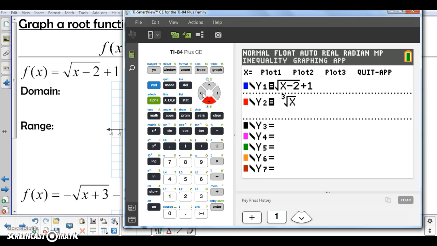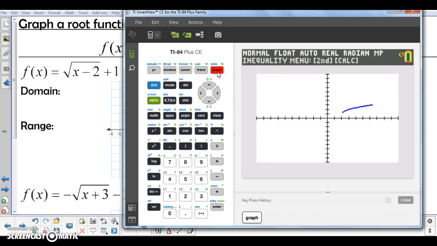While we're at it, I'm going to just turn off this cube root function, so all we have to look at is the square root function that we have at first. So the square root function just kind of appears out of the middle of nowhere. Well, there's a reason for that.